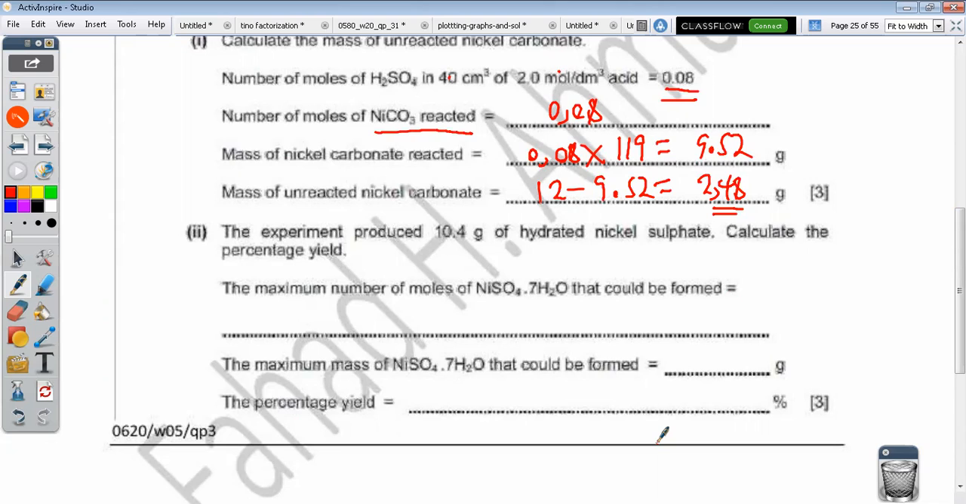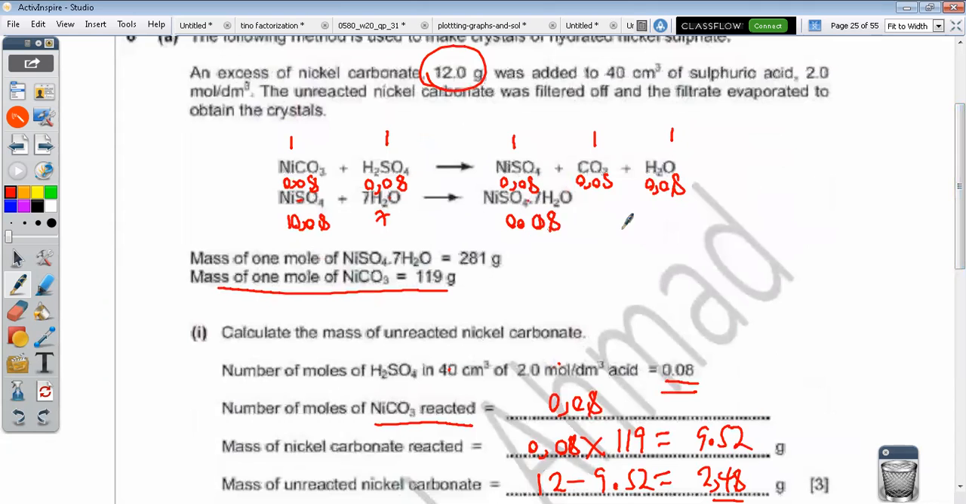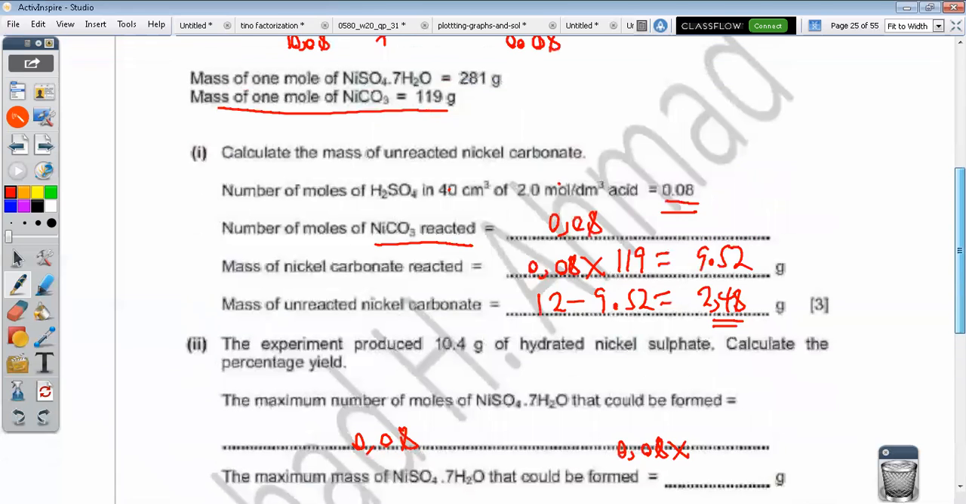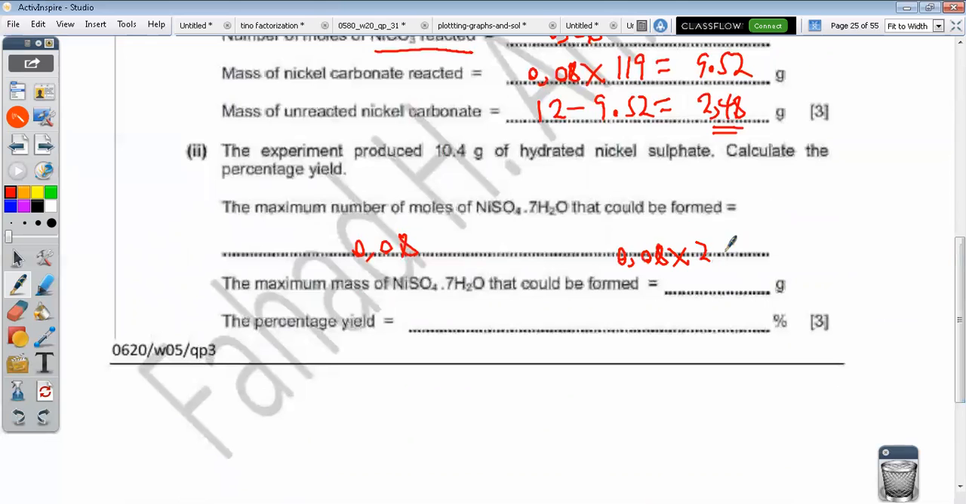The next part, the experiment produced 10.4 grams of hydrated nickel sulfate. Calculate the percentage yield. The maximum number of moles of this that could be formed, we talked about it. We said 0.08 from the equation. Then the maximum mass is the number of moles multiplied by the MR, which they calculated for us, I think. There, 281. So multiply that, what do you get?